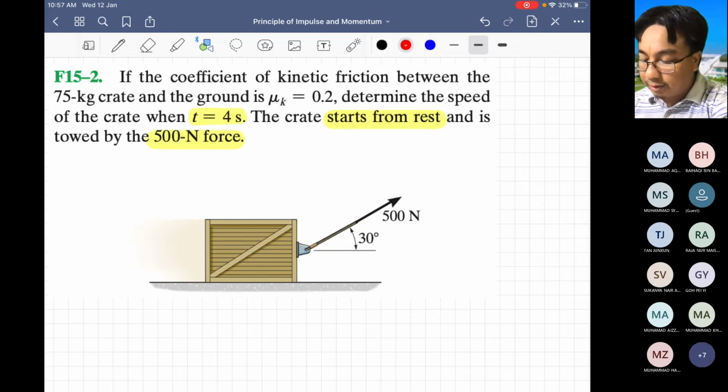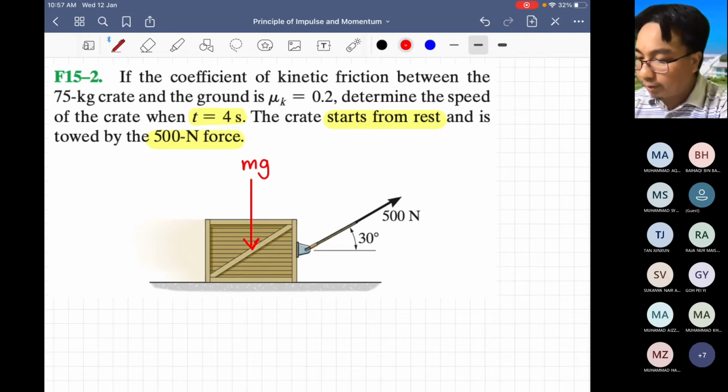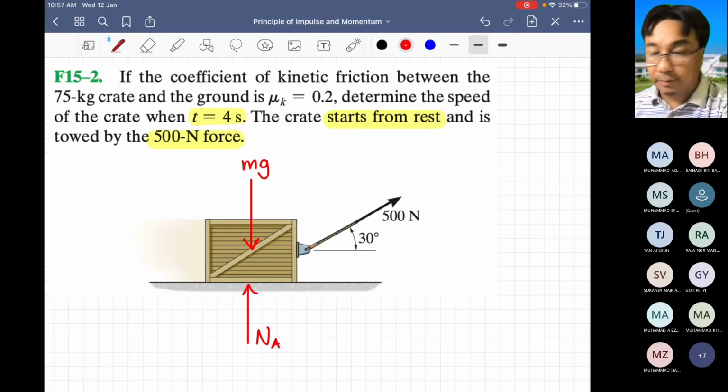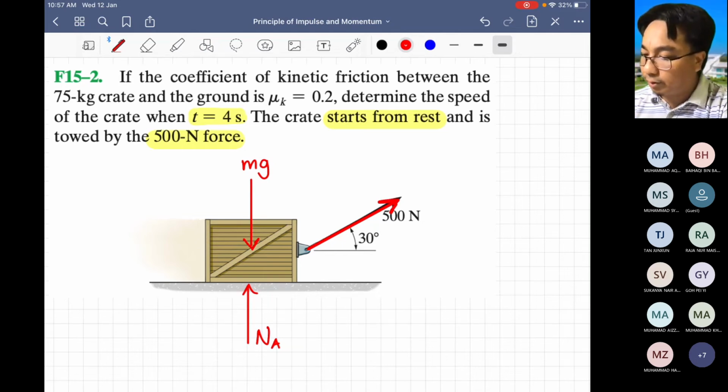Okay. This is a 75 kg crate, so there must be a mass. Okay, mass dekat sini weight, sorry, not mass tapi weight. So this is mg, weight. Okay, and the crate is in contact with the ground, so there must be a normal force also. Let's call this NA, for example. Okay, and then ada 500 Newton force. So this is another force yang kita boleh tulis 500 Newton.